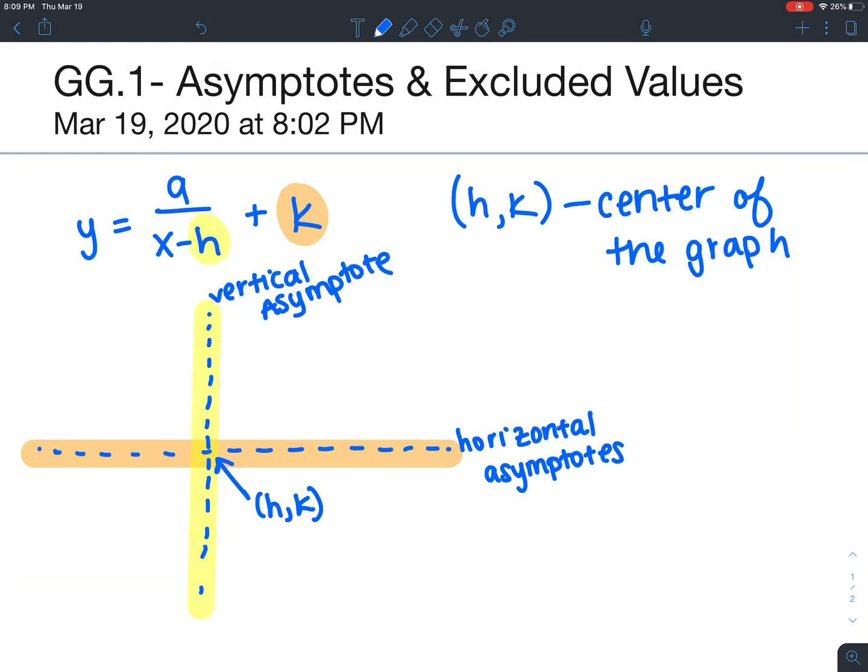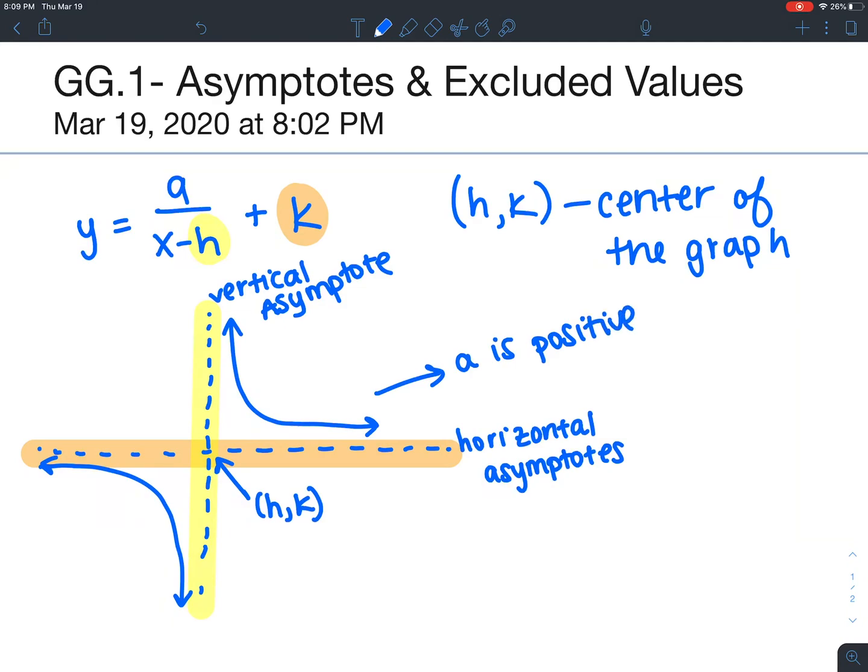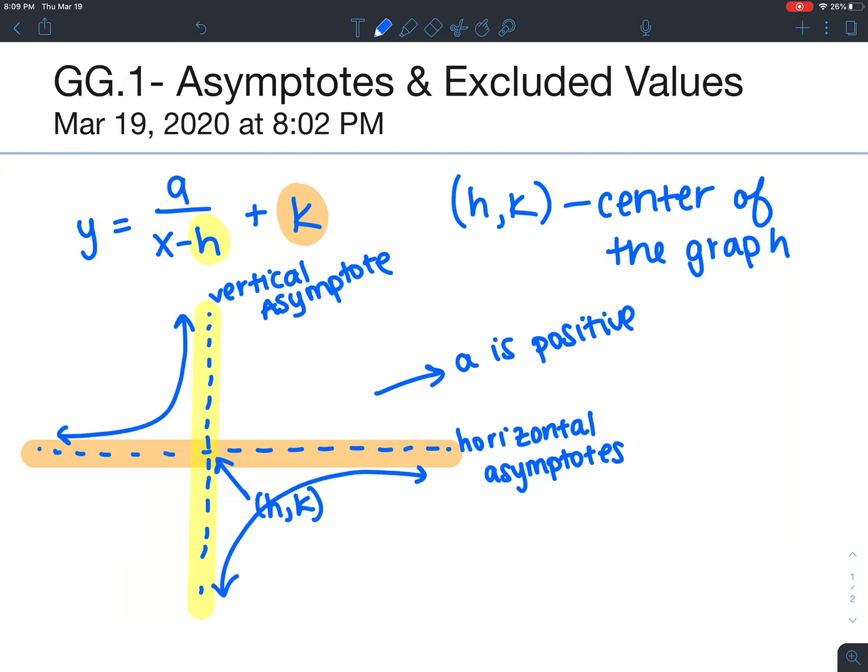Now the graph could either be in this corner and this corner, or you could have it go the other way. So this is when a is positive. This is the way the graph normally looks. However, if we wanted to switch it up and make a negative, then we would flip them, and so they would go into the other side. And that would be when a is negative.